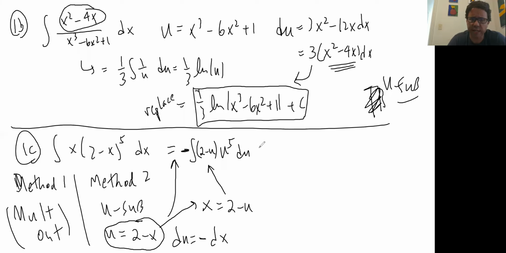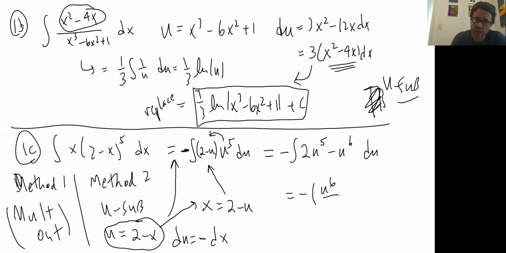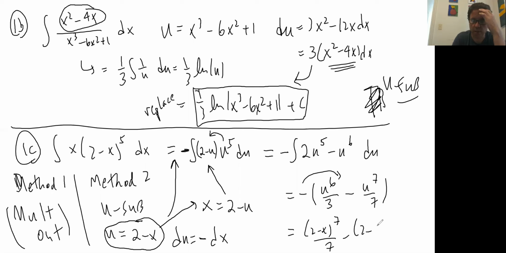And you're like, does this make it any easier? And the answer is yes, because I can distribute this through. I get the integral of 2u to the fifth minus u to the sixth, and that's now just straightforward. So it'll be u to the sixth over 6, but also the 2 in front, so it'll just be u to the sixth over 3, minus u to the 7th over 7. And then when you replace, I guess we can distribute this minus. We'll get 2 minus x to the 7th over 7 minus 2 minus x to the 6th over 3.